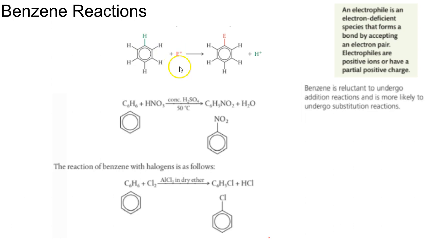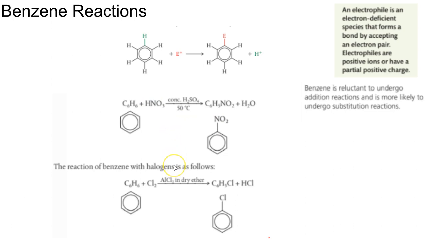So you can see here that we can replace each of these hydrogens with some type of electrophile. So we can add this NO2 group to the benzene ring. The catalyst for this is concentrated sulfuric acid at about 50 degrees Celsius, and we just add nitric acid to that to add an NO2 group to the benzene.